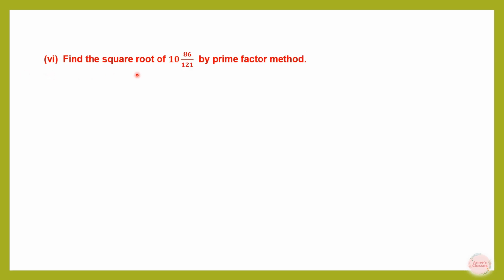Question 6. Find the square root of 10 86/121 by the prime factor method. So first step is we convert this to an improper fraction. So 121 into 10. That's the first step. 121 into 10, we get 1210. Then we add 86 to it. So let's add this up.